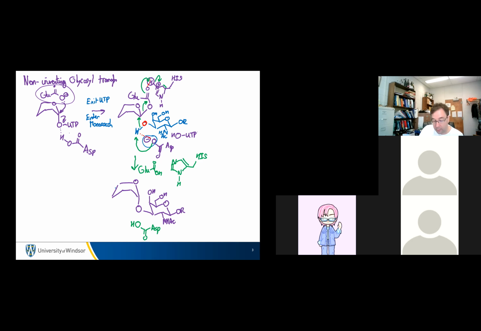So what we've done with these inverting enzymes here, if we notice, this one at this step here, the enzyme is immobilized. Covalently attached to the sugar.